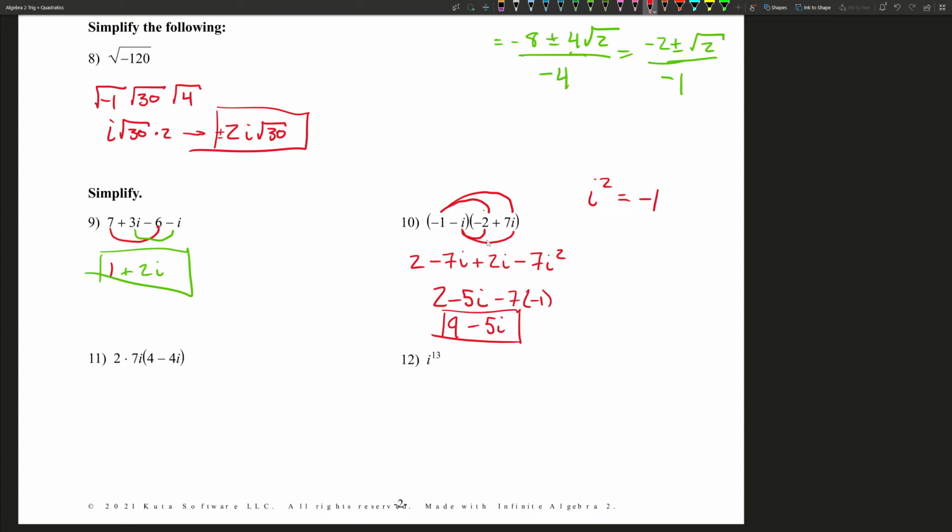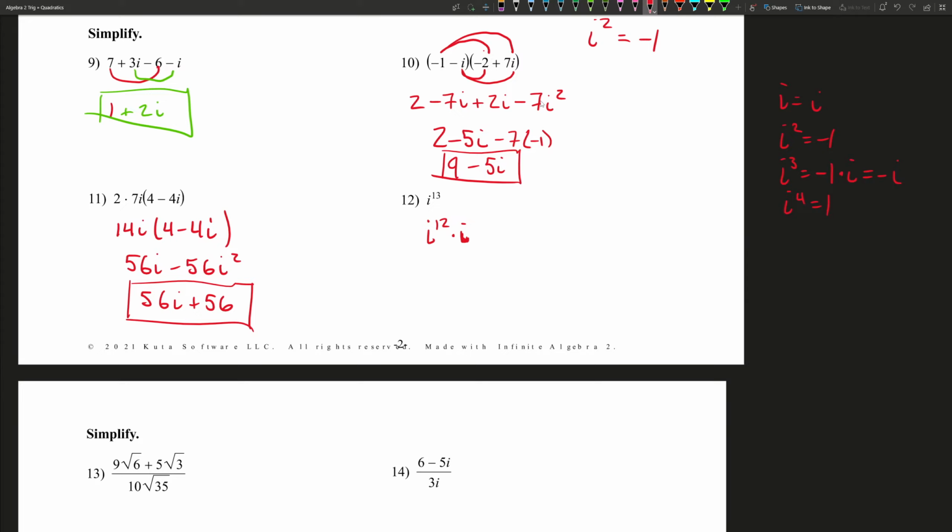i to the 12th, if you want to think about it this way, is i to the 4th times i to the 4th times i to the 4th. And then we have this i on the outside. So this is 1 times 1 times 1 times i, which is just i. Or you can know that i to the 12th is also 1.